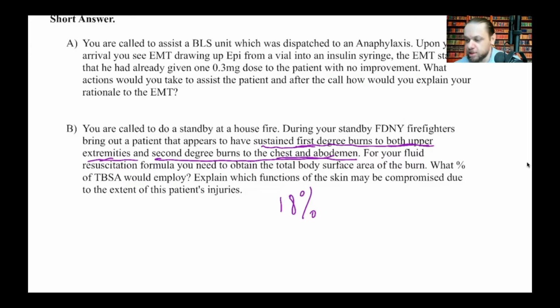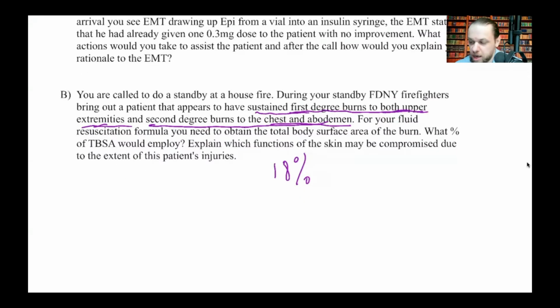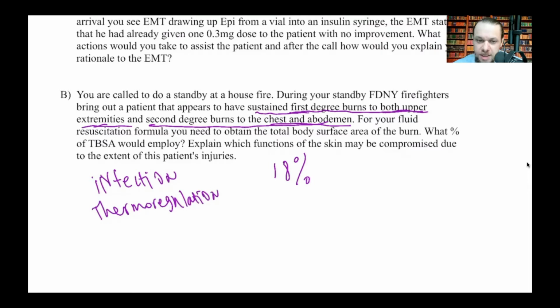So the functions of the skin that burn may compromise. First of all, you may get infection, right? The integrity of the skin is no longer intact. So infection, that's why we tell you to employ sterile sheets. Thermoregulation may be compromised. So that's why we want to keep them warm. If they have extensive burns, we do not want to soak those sterile dressings. Why not? Because soaking them in saline, even though it's sterile, you're going to drop their body temperature. So we want to thermoregulate, we want to maintain them.